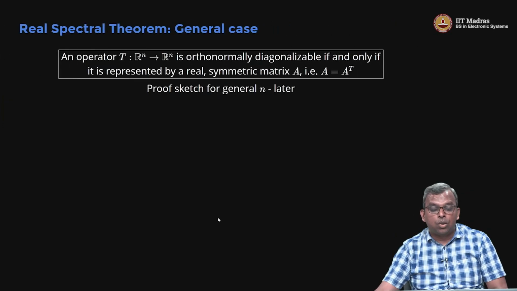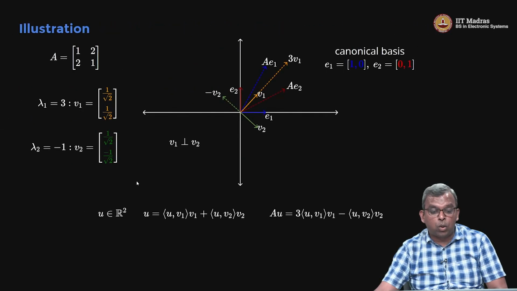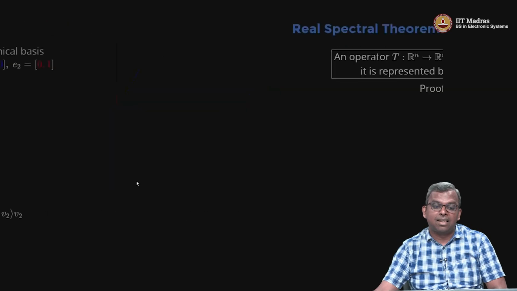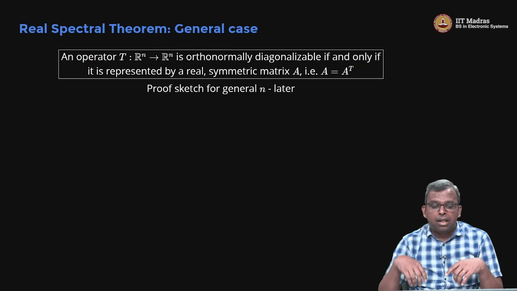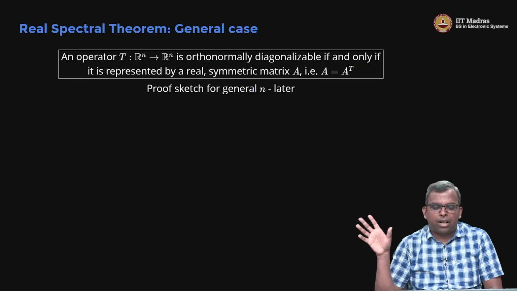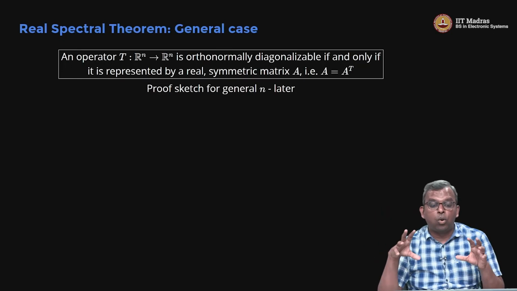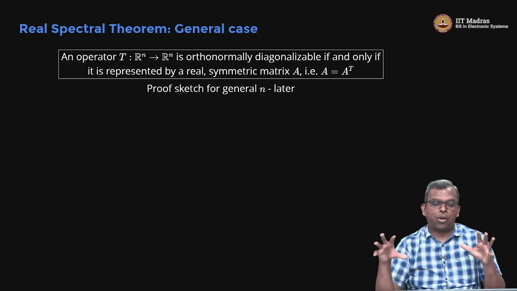So, this was with respect to R2. But what happens in the general case? In the general case, we are going to state what's called the real spectral theorem. Proof sketch, I will mention it later on in another context. For now, let me state the theorem and you'll see how powerful it is.